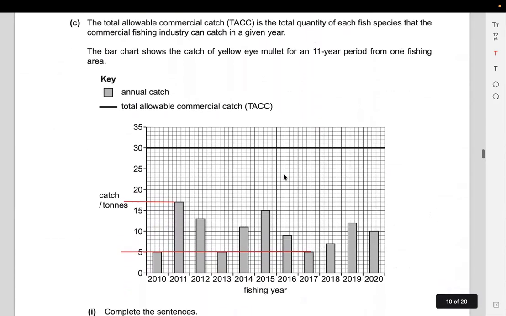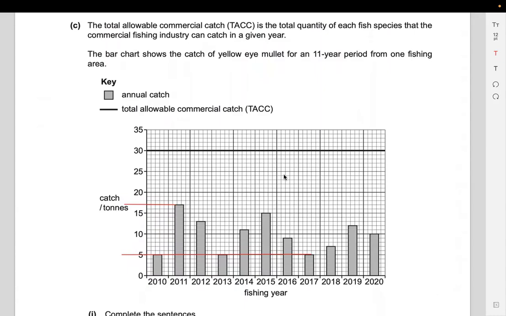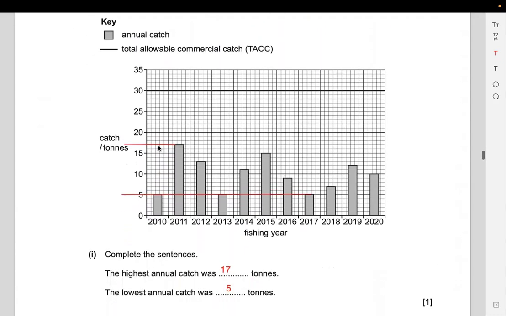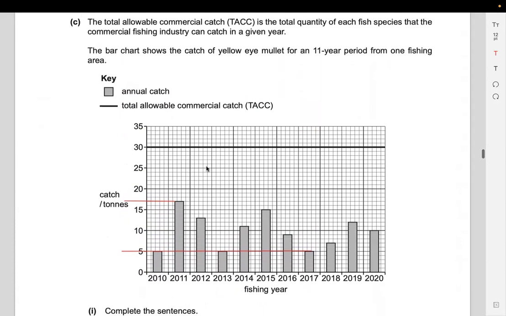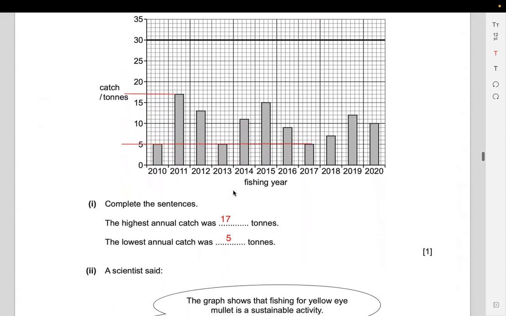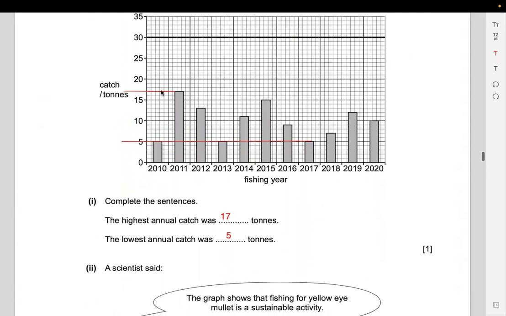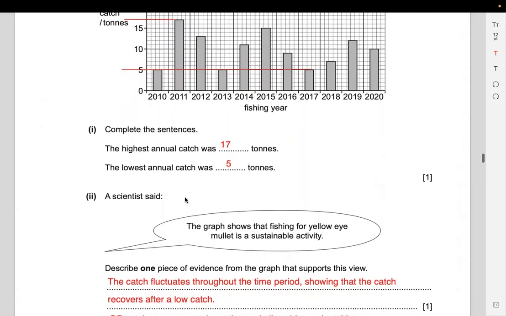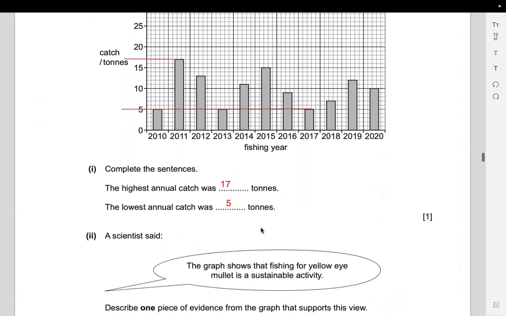Right, this is about total allowable catch, so quotas, and it's the catch for the yellow eye mullet, and it fluctuates quite a bit, right? Highest annual catch, 15, 16, 17. Lowest annual catch was 5. It's an easy mark.